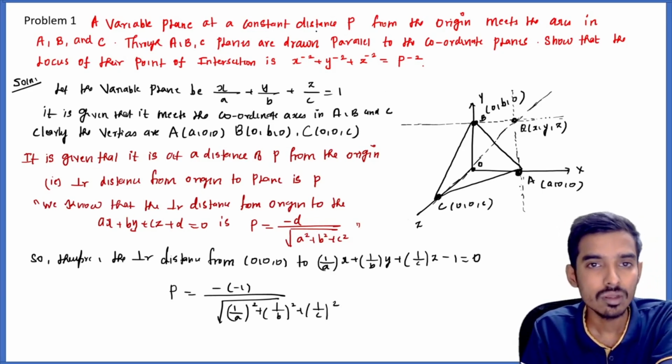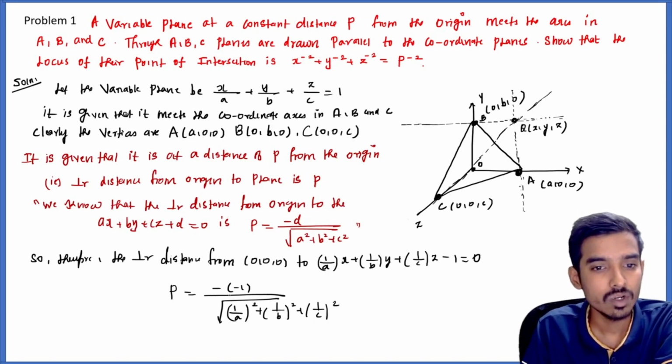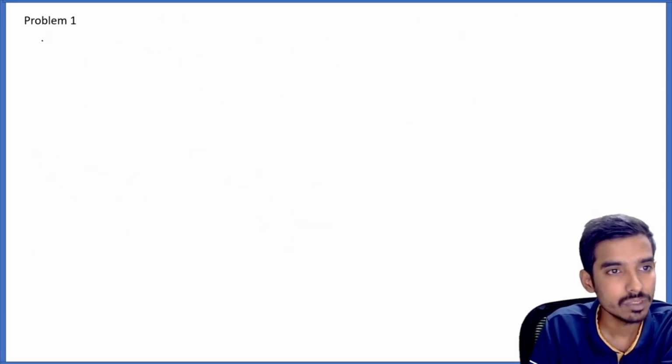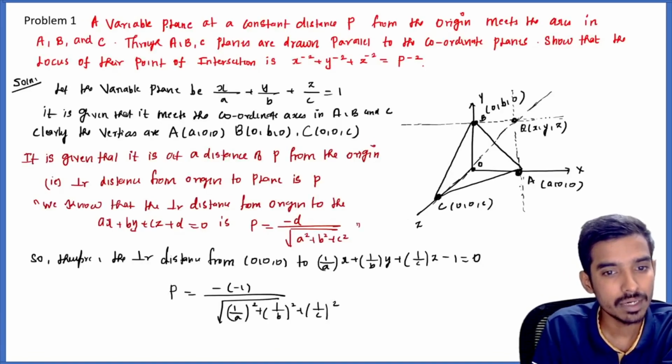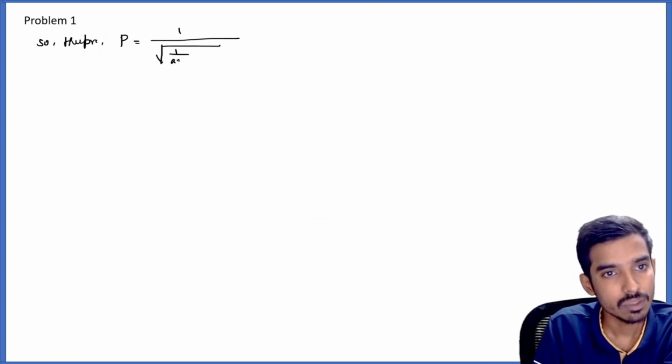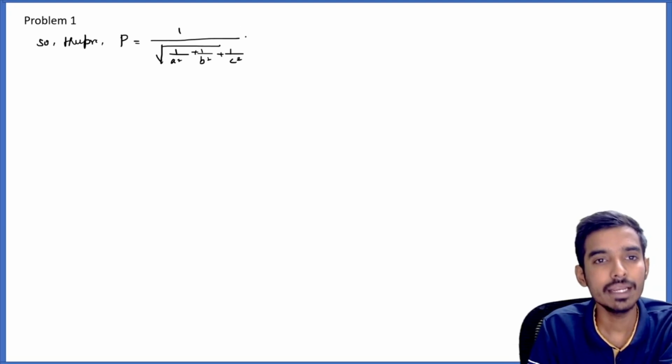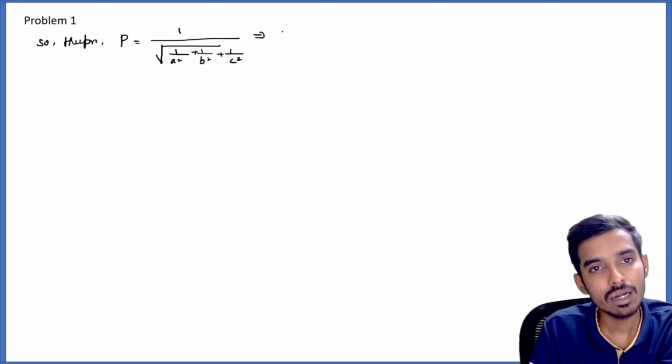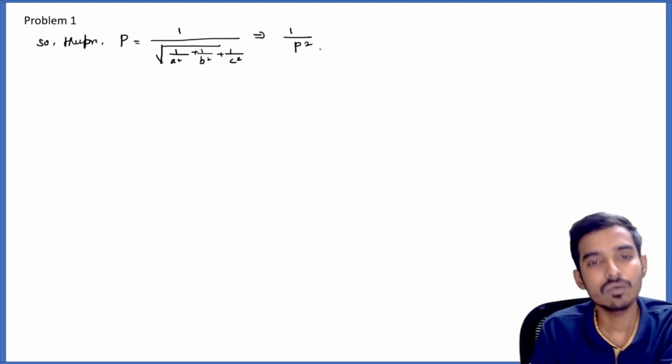So therefore, the perpendicular distance p is given to be 1 divided by the root of 1 by a square plus 1 by b square plus 1 by c square. This implies, what about the value of 1 by p square?